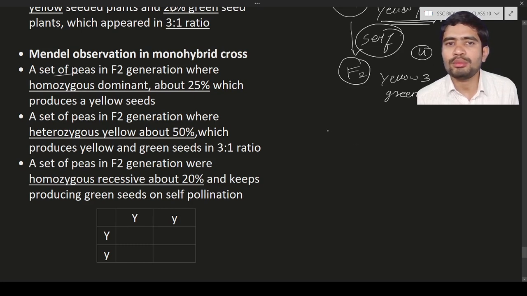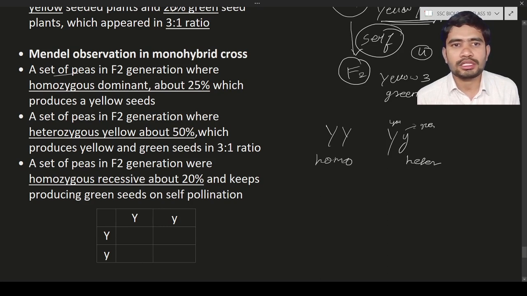Homozygous means what? Homo means same. In this case, capital Y is homo. Why? Because both of these two genes are for the yellow color, so we can call it homo. What is hetero? Hetero means one should be one type, another should be another type. So in this case capital Y and small y are different. One codes for the yellow and one codes for the green. So this is hetero, and this is homo.